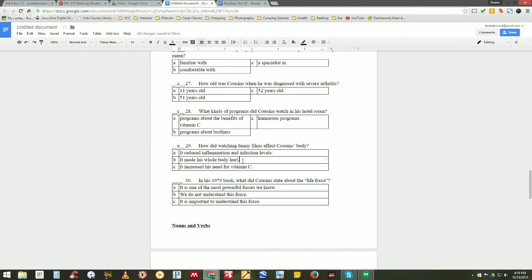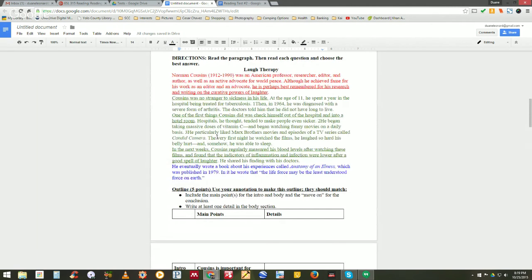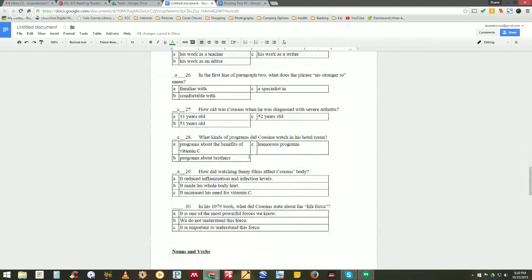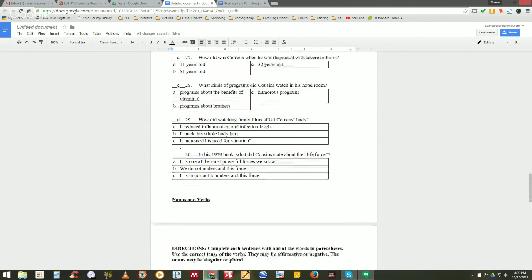So let's see. Yes, one night it did this, but how did watching funny films in general affect Cousin's body? It was A. So let's see if there's a hint here that could have led us to this. The very first night he watched the films, he laughed so hard. So it wasn't about the very first night. In the next weeks, Cousins regularly measured his blood levels after watching these films. So here it doesn't say how did watching the funny films the very first night. This means in general. So the answer is A.